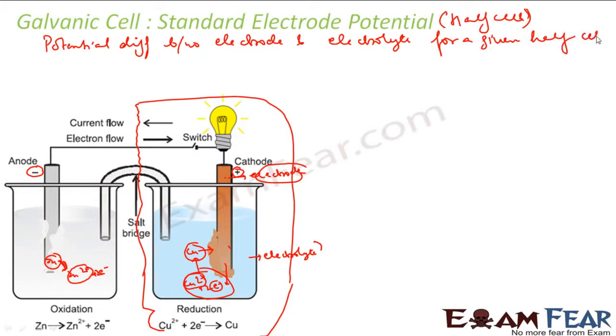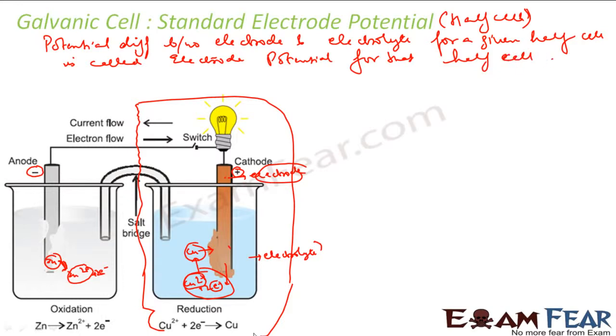We are focusing only on one half cell, right? It is called electrode potential for that half cell, right? And since the electrolyte is also involved, the concentration of the electrolyte also matters. Currently we'll take only 1 molar. We are talking about all 1 M. If it is a liquid, we'll take 1 mole of liquid electrolyte. If it is a gas, we'll take 1 bar gas pressure.